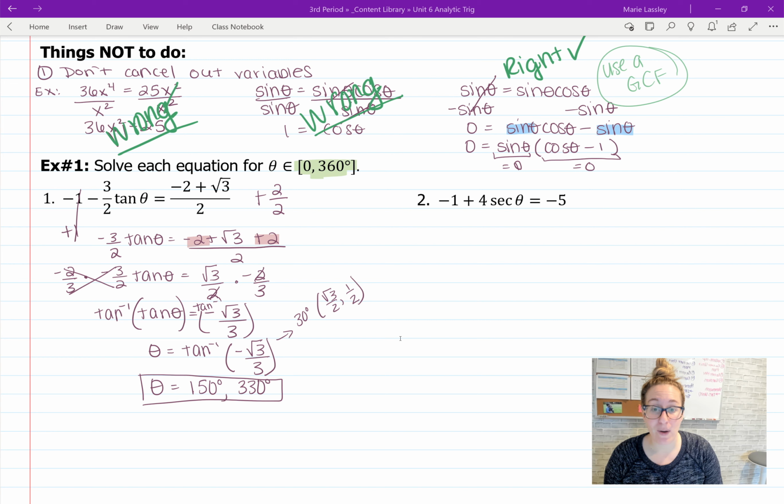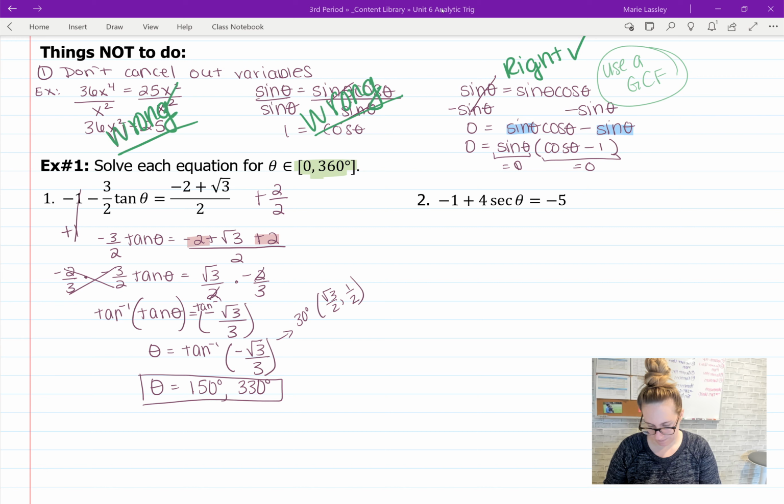So plug into your calculator -1 minus 3 over 2 tangent of 150. You should be in degrees because it tells us 0 to 360 degrees, so we're plugging in degrees. And it should equal whatever decimal you get, so let's just do it together. I have to catch up, the writing hasn't shown up yet. So I'm going to go ahead and type in -1 minus 3/2 tangent of 150 and then hit enter.